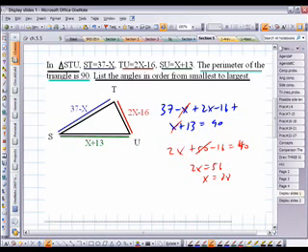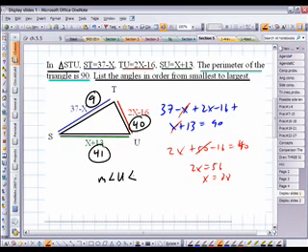Plugging back in, 37 minus 28 is 9. 28 plus 13 is 41. And 56 minus 16 is going to be 40. So the smallest side is the 9, therefore angle U is the smallest one. The next smallest side is the 40, so that means the next smallest angle is angle S. And then finally that's smaller than the biggest angle, which is angle T, because that's opposite the biggest side.